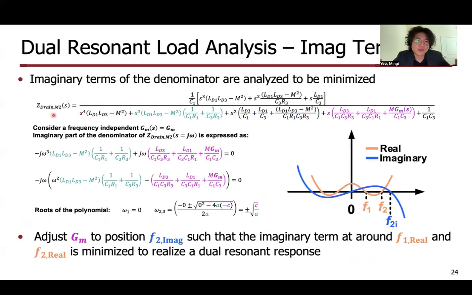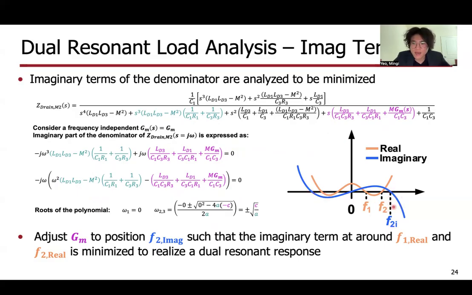And on this side, we're going to examine the imaginary terms of the denominator. Again, considering these frequency-independent Gm, the odd order terms, which are the turquoise and the magenta, form the imaginary portion of our denominator. Once we combine them and set them equal to 0, we can take out the like terms first, the j omega, to find one root at the origin, and then we can plug the rest into the quadratic equation to find one negative root and one positive root.